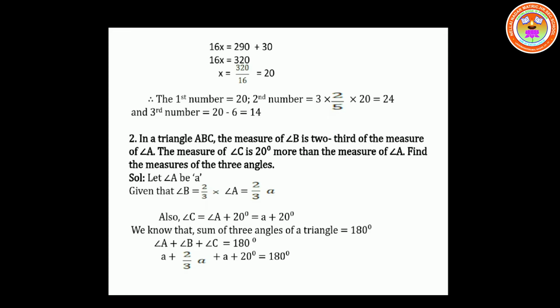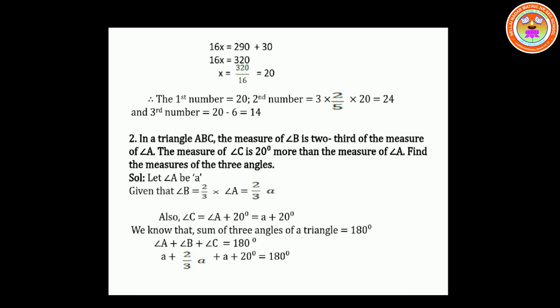Now what is the second number we have taken? 3 times 2/5 x. So 3 into 2/5 into 20, where 20 is the first number. Cancelling 5 and 20, 5 one time, 20 four times. Multiplying, 3 twos are 6, 6 fours are 24. Next, the third number is 6 less than x, the first number. So 20 minus 6, that is equal to 14. So I have found the first number, the second number and the third number.